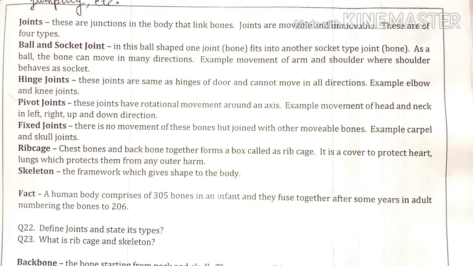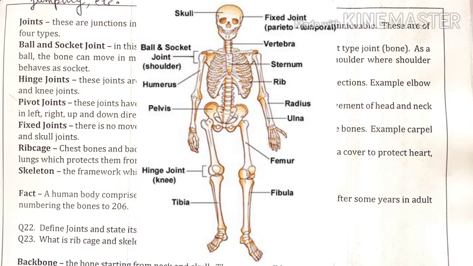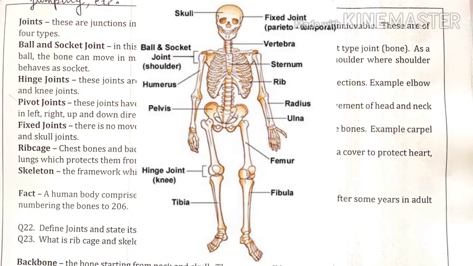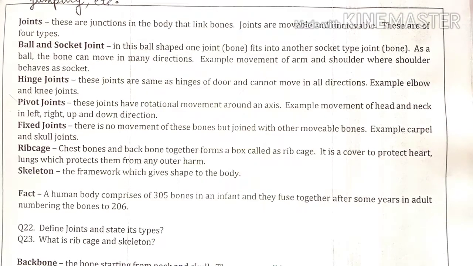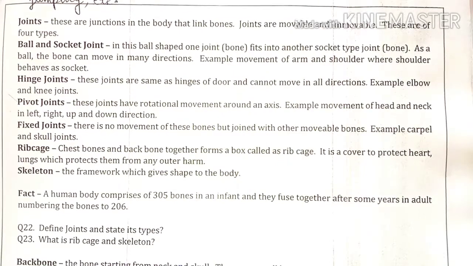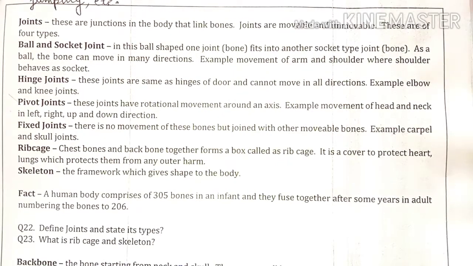The next one is the ribcage. The chest bones and backbone together form a box called the ribcage. Means the chest bone and backbone create a cover to protect the heart and lungs from outer harm. The cage or cover is called the rib cage.